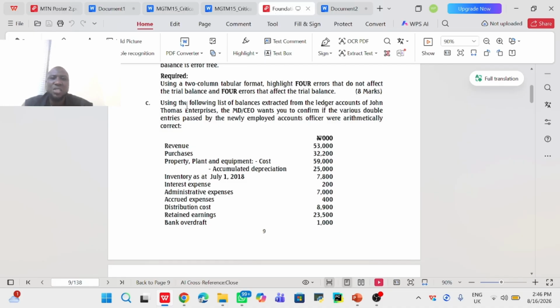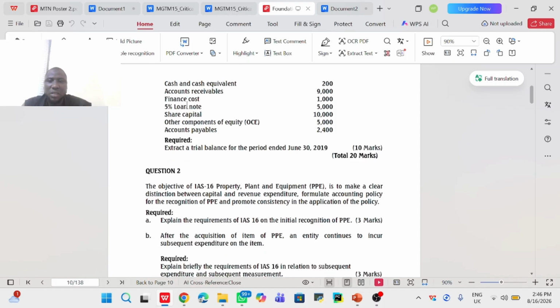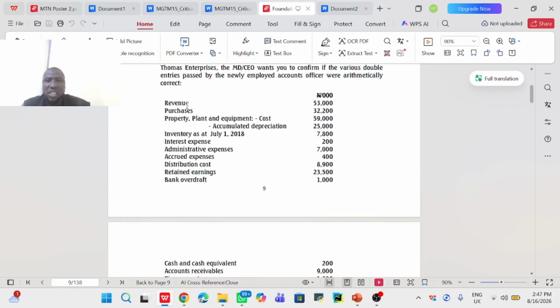Using the following list of balances extracted from the ledger accounts of John Thomas Enterprises, the MD or CEO wants you to confirm if the various double entries passed by the newly employed account officer were arithmetically correct. So the requirement says extract a trial balance for the period ended June 30th, 2019.